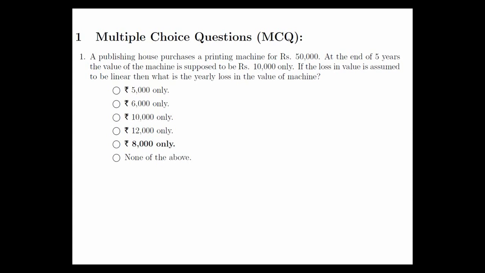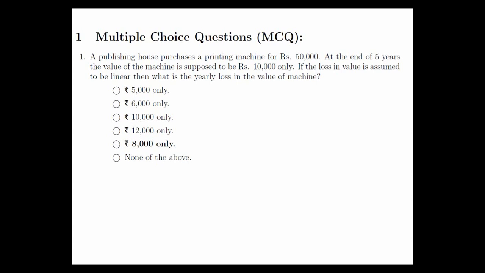A publishing house purchases a printing machine for rupees 50,000. At the end of 5 years, the value of the machine is supposed to be rupees 10,000 only. If the loss in value is assumed to be linear, then what is the yearly loss that you have to calculate?